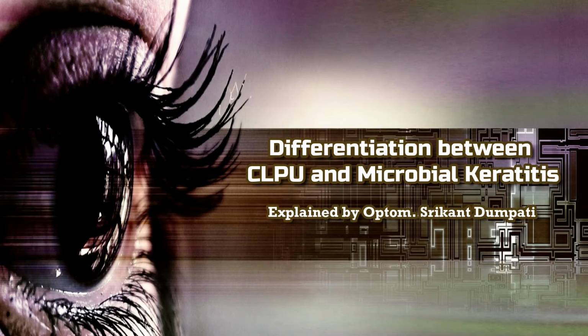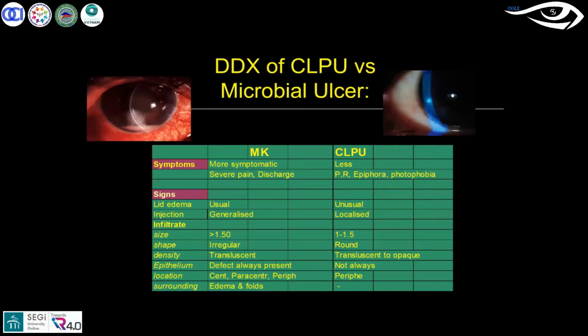How do you differentiate CLPU from microbial keratitis? If you see CLPU, the symptoms will be much less than in microbial keratitis. So that's one of the key factors you have to look for. And the clinical features, when you talk about signs. As I discussed, CLPU will have certain typical features on the cornea.